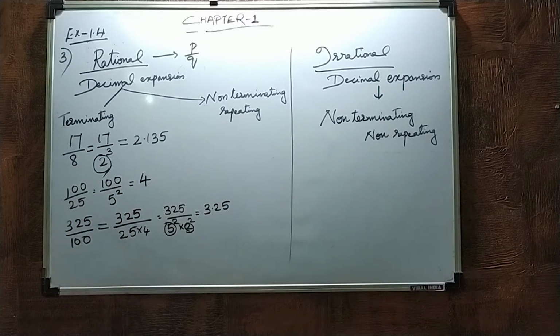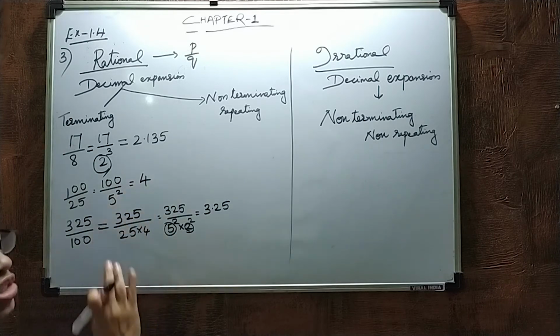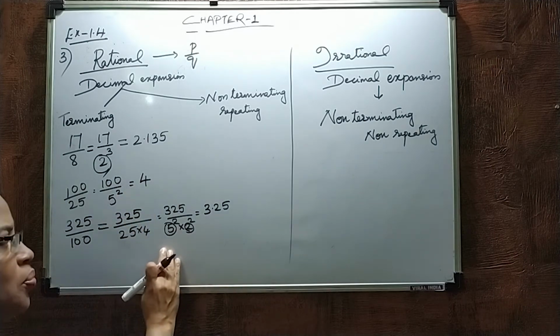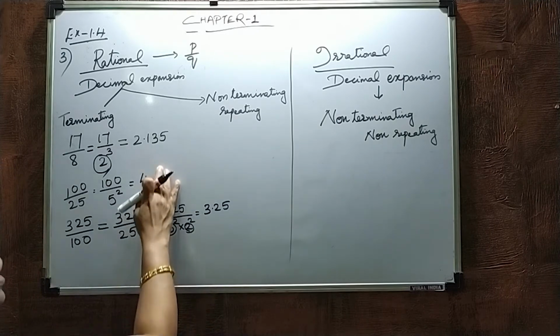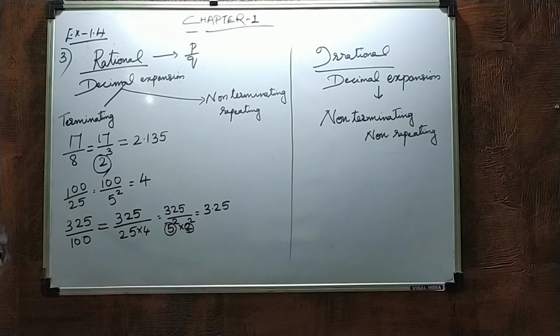Either the factor Q should be only 2, 2 raised to something, or 5 raised to something, or 2 raised to m into 5 raised to n. Then only the decimal expansion will terminate.